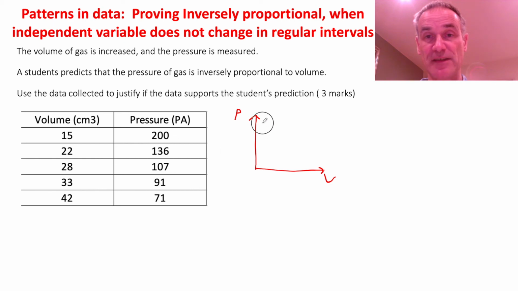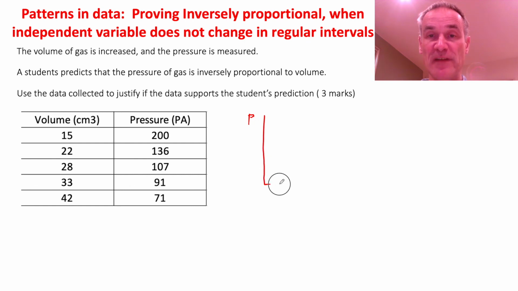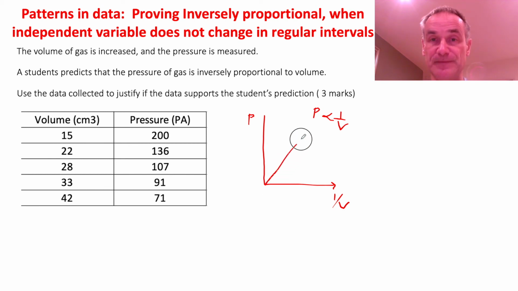You're going to get something like this, which is not a straight line. However, we've been told that it's inversely proportional. So instead of plotting that, we could plot pressure against 1 over volume. And if we plot pressure against 1 over volume, we know that pressure is proportional to 1 over volume. So that will be a straight line going through the origin, where the gradient, again, is a constant. So any point on this line will obey the following relationship. Pressure is equal to the gradient times the x-axis. That's like y equals mx.